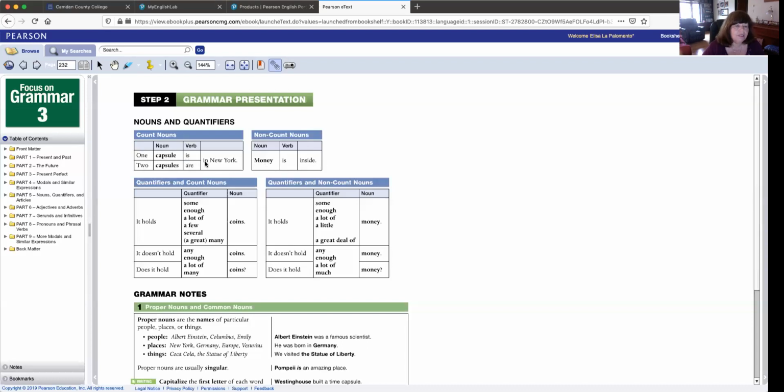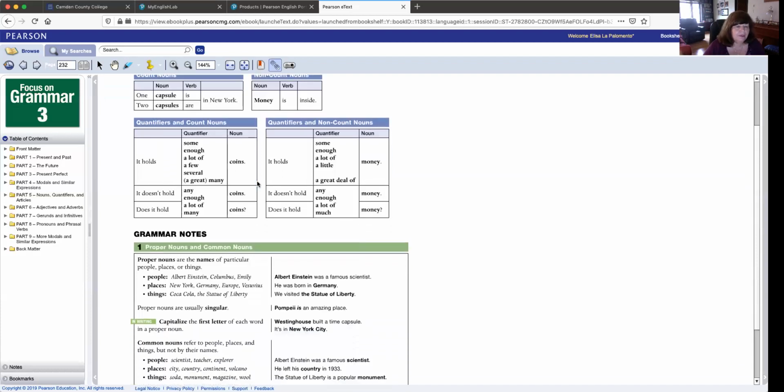One capsule is in New York. Two capsules are in New York. Count nouns, you can add an S. It can be singular or plural. Non-count noun: money is inside. You cannot put are because this can never be plural. So it's always followed by the verb is when it's a to-be verb. And there's no S on it.